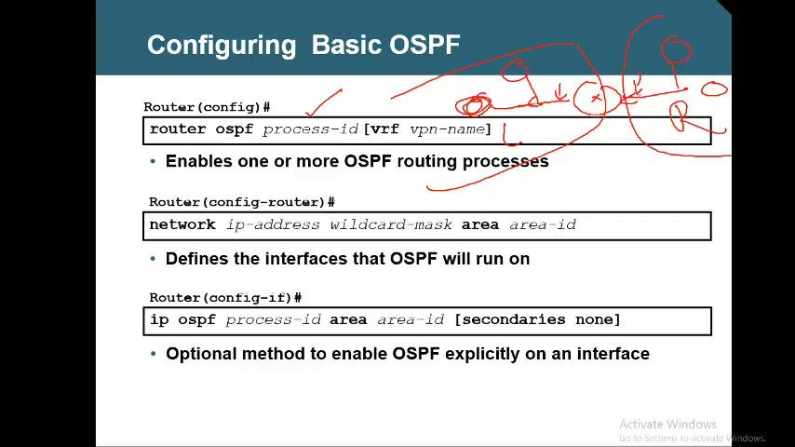So process ID is important whenever you want to run more than one OSPF. That's the summary of the story. You need process ID. Don't worry about that. As of now, we don't need it.